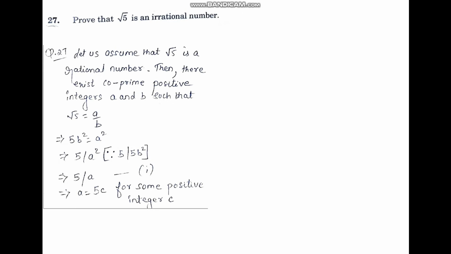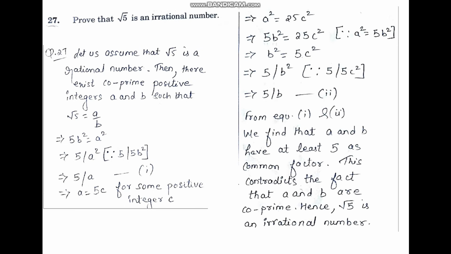Now let us assume that a equals 5c for some integer c. On squaring both sides, a square equals 25c square. Let us substitute the value of a square, which is 5b square. The final answer will be b square equals 5c square. That means 5 divides b square, which also implies 5 divides b. Now, from equations 1 and 2, we find that a and b have at least 5 as a common factor. But this contradicts the fact that a and b are co-prime. So our assumption is wrong and root 5 is an irrational number.